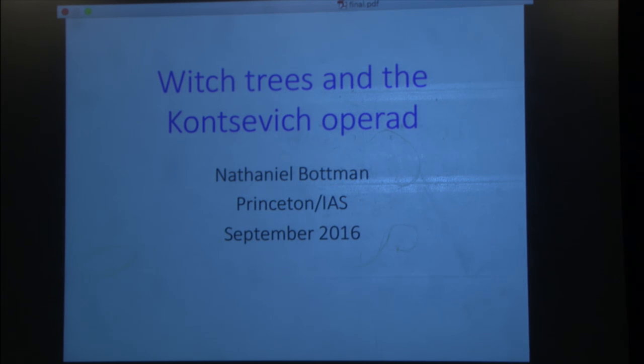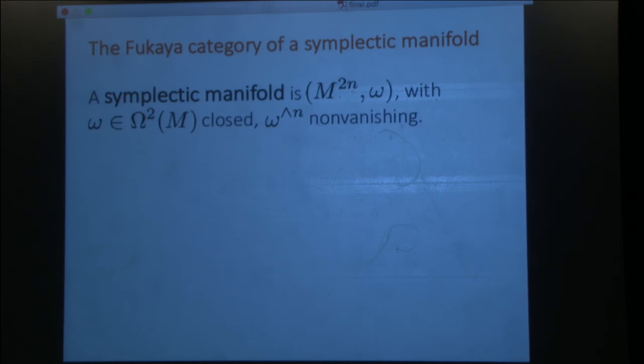So I'll tell you about these which trees and the Kontsevich operator, but let me start with some context. A very quick intro to symplectic geometry. A symplectic manifold is an even-dimensional manifold with a closed 2-form whose top wedge power is everywhere non-vanishing, so it's a volume form. In the case that n is 1, that's just a real surface with an area form.